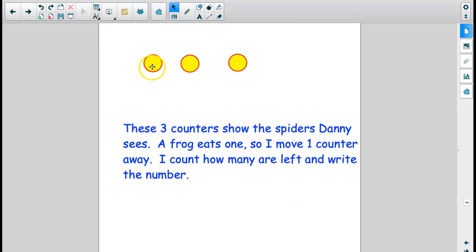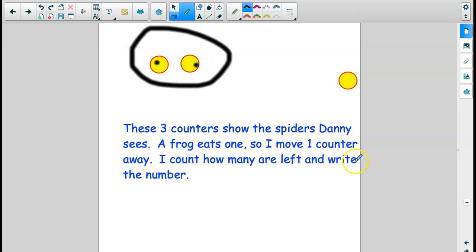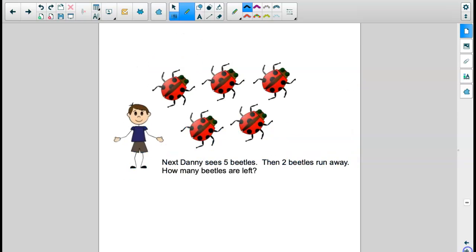You can use counters. Now, since we aren't at school, you could use pennies, you could use Lego blocks. I would get out about 10 of them, and you can act these problems out just like we do at school. There are 3 spiders. One of them is eaten by a frog. How many are left? And you can count 1, 2, and then you'll write down how many are left.